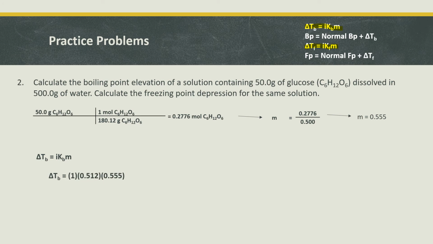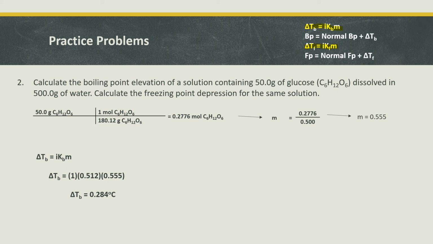Again, the 1 comes from glucose because it's a covalent non-electrolyte. The 0.512 comes from the boiling point constant for water. And the 0.55 comes from the molality we just solved, so we go ahead and solve it. You can see our boiling point elevation is 0.284 degrees Celsius.